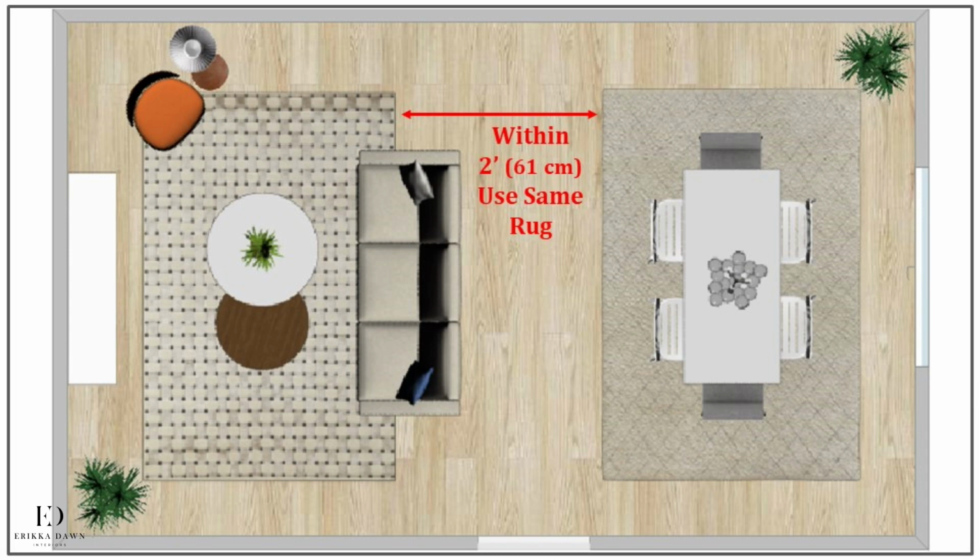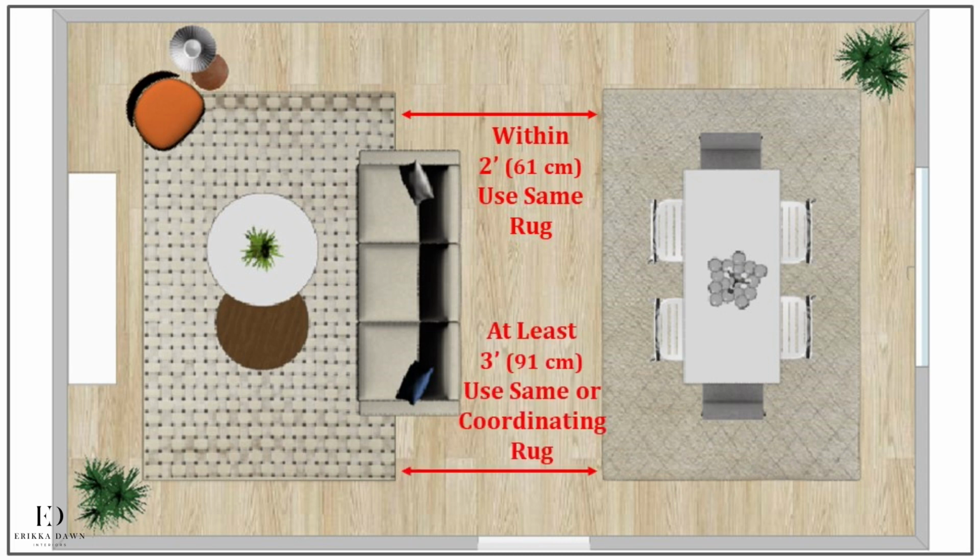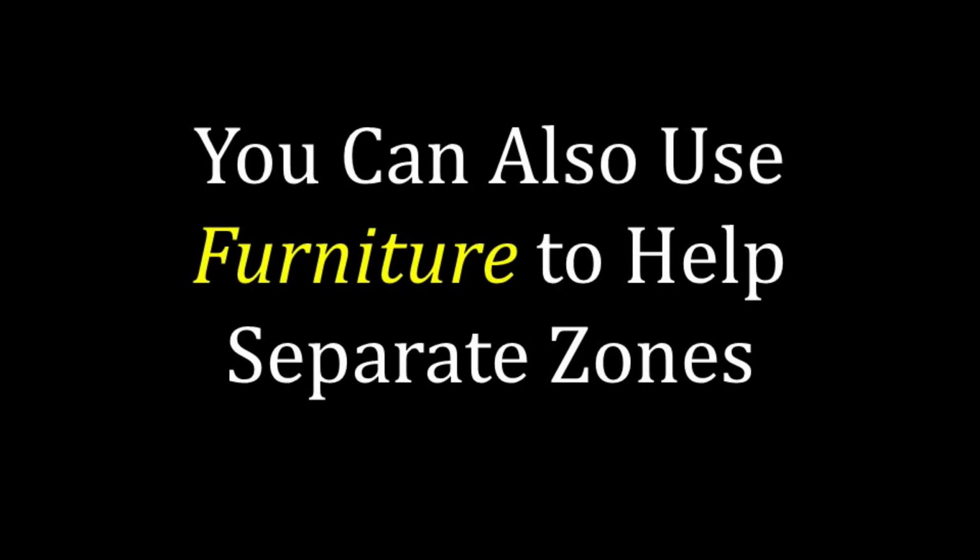If your rugs are going to be within 2 feet or 61 centimeters of each other, I would lean towards using the same rug. If there is at least 3 feet or 91 centimeters between rugs, then either the same rug or coordinating rugs will work. It's important to ensure that the main furniture pieces are either sitting partially on the rug or completely on the rug within each zone. You can also use furniture to help separate zones within an open floor plan.